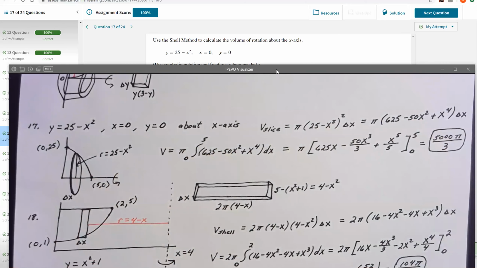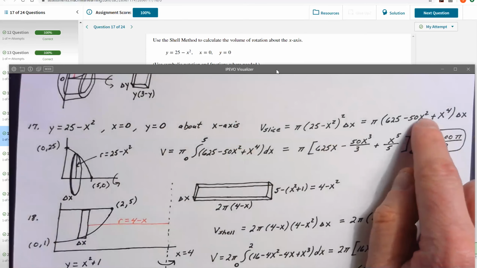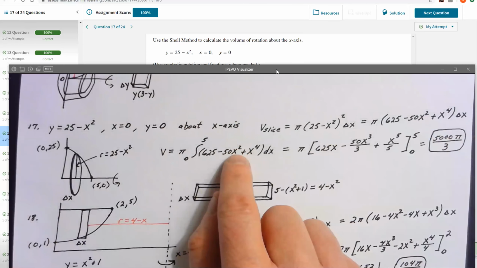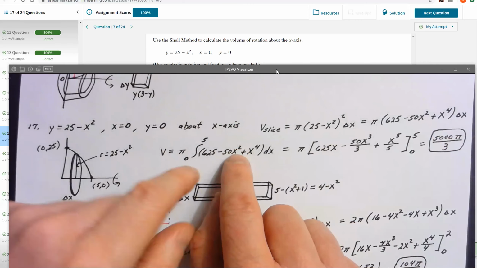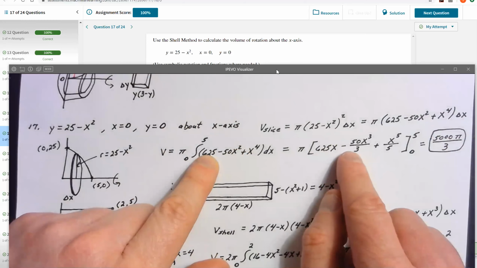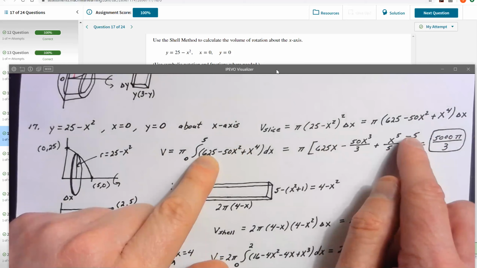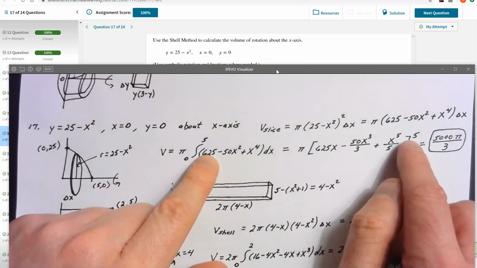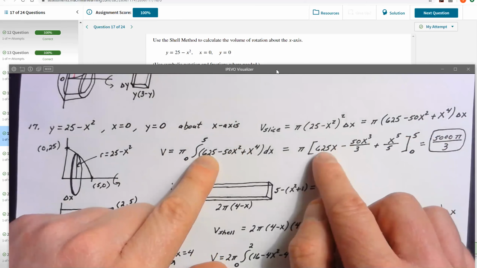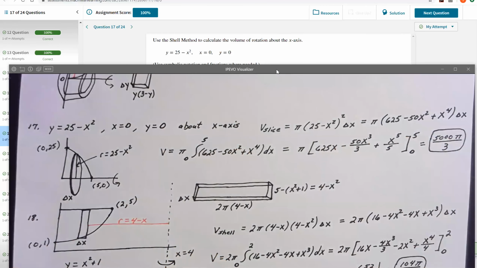Once I do that, I plug my individual slice volume formula into this integration and use the power rule. I get 625x minus 50x cubed over 3 plus x to the fifth over 5. We're evaluating that from 0 to 5. Of course, the only answer I got is when I plugged in the 5. It simplified down to 5,000 pi over 3, and I arrived at that answer.